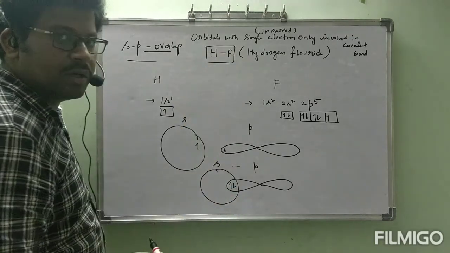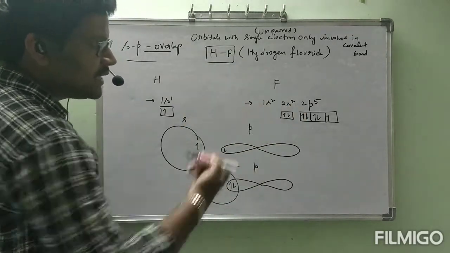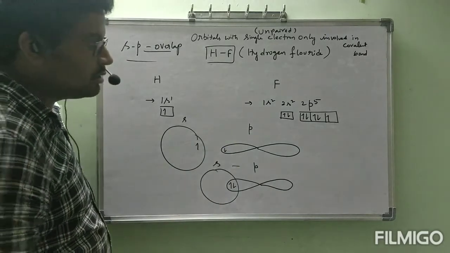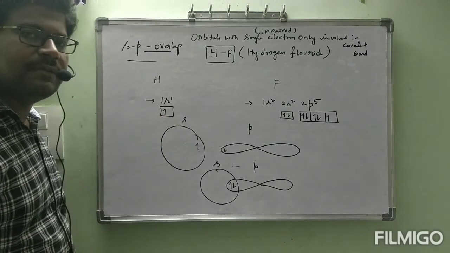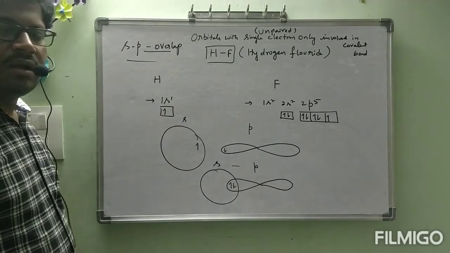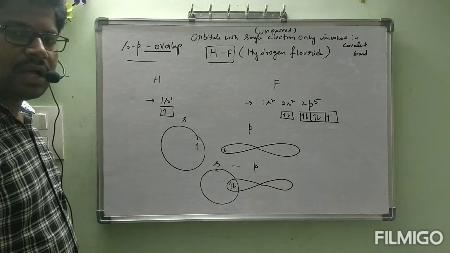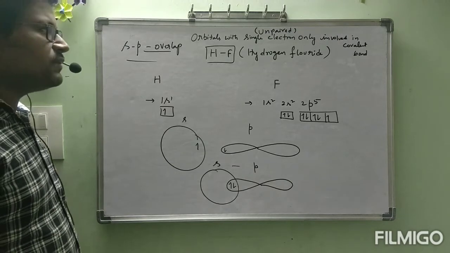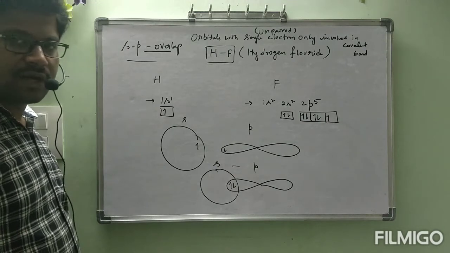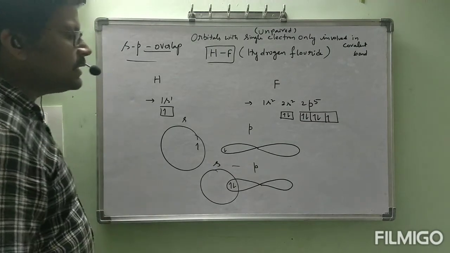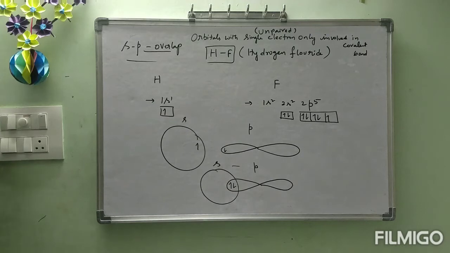After the involvement in bond, fluorine is getting stability like neon configuration. Hydrogen is getting stability like helium configuration. So both atoms present in that molecule are getting stability, because of that HF molecule is stable. What is the name of HF? Hydrogen fluoride. This is about the diagrammatic representation of HF molecule.